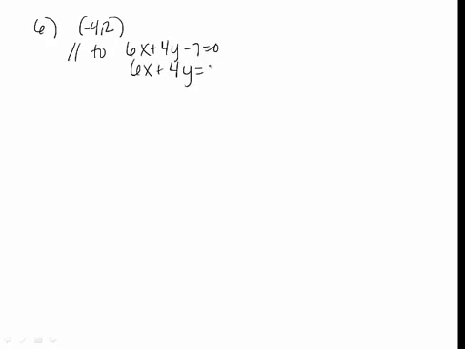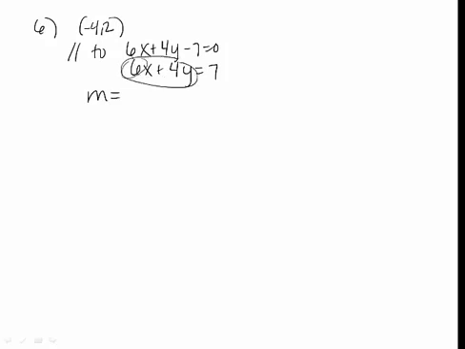Find an equation of a line that goes through the point (-4, 2) and is parallel to this line. First of all, I'm going to rewrite the standard form, making that 7 on the other side. Some of you can get the slope right now by looking at it. Some of you might have to rewrite it in slope-intercept form. But we're going to use this.